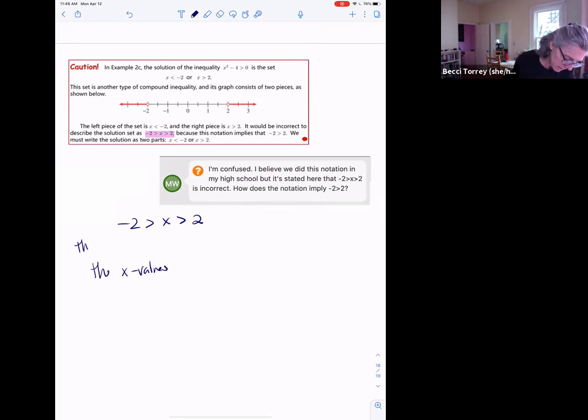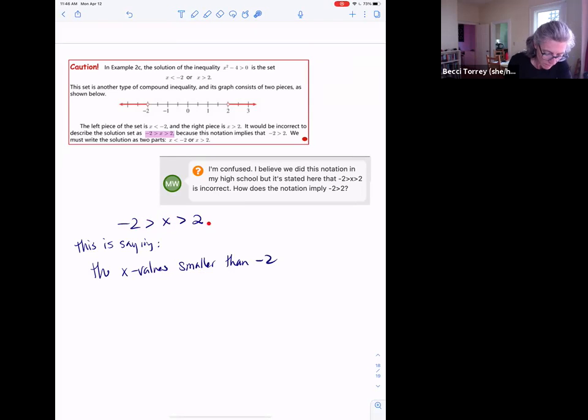This is saying the x values that are smaller than minus 2. Because remember, you can put your x and your minus 2 on either side of the inequality, but the pointy side of your inequality is the small side. So these are the x values smaller than minus 2, because x is on the pointy side of the minus 2, the closed side. But x is on the open side of this inequality.